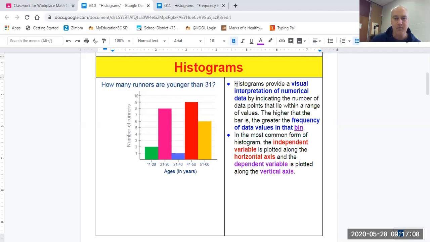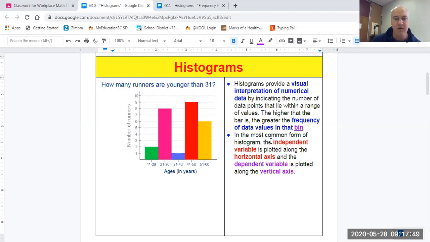Histograms provide a visual representation of numerical data by indicating the number of data points that lie within a range of values. In other words, how many of those numbers were between 11 and 20? Well, according to this graph, 2 were in the range between 11 and 20. When we talk about these various ranges of values, we are talking about setting them into bins. In this case, the person who made this graph decided to set the bins as age categories of 10, so from 11 to 20, from 21 to 30, and so forth.